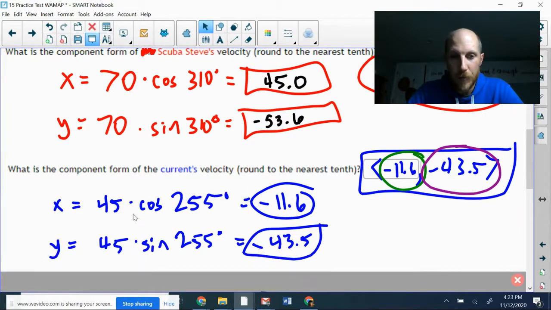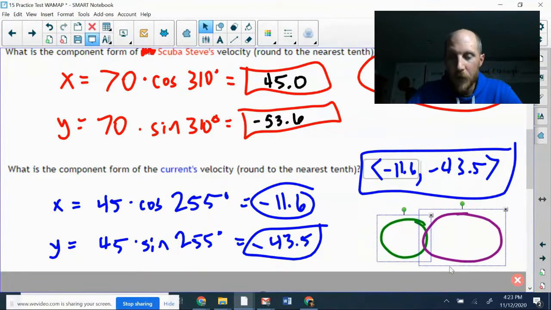I need to find the x and the y components. So the magnitude is 45. X component, I'm going to use cosine of the direction angle 255. The y component is 45 times sine 255. And again, I'm going to get these color coding circles out of the way. So you're going to type that answer with pointy brackets and a comma to separate them, x first and then y. Don't lose your negative signs if you've got negatives in there.